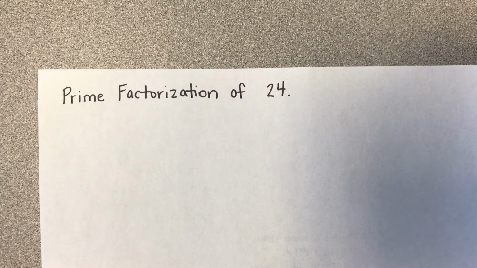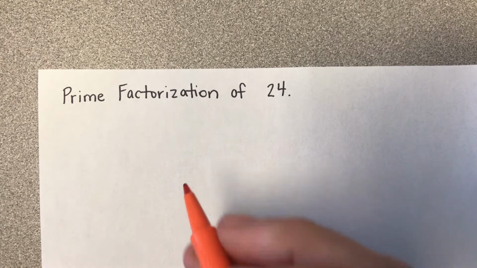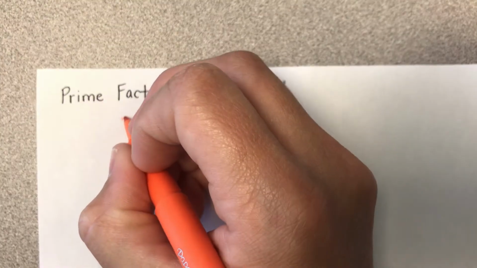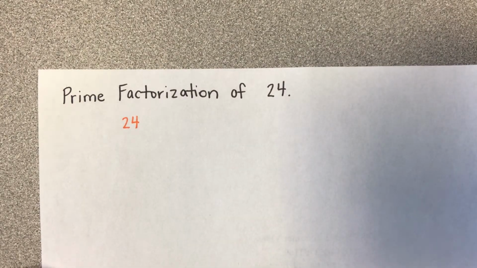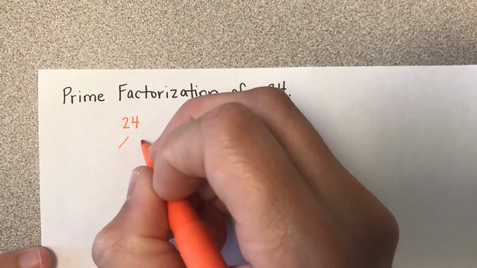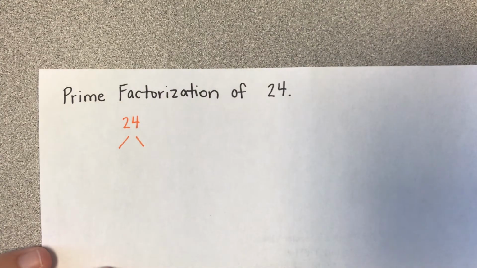But you start with a composite number. Remember, a composite number is a number that has more than two factors. And you're trying to break it down until you get it all the way to prime numbers. Okay, so we're starting with 24, so prime factorization of 24. So here are my branches, because remember it's a factor tree.